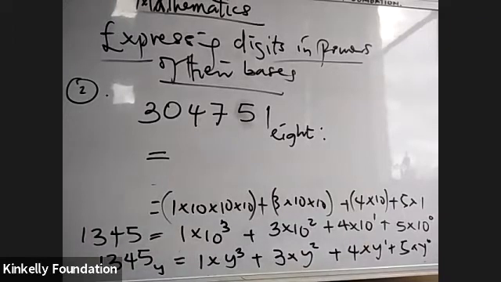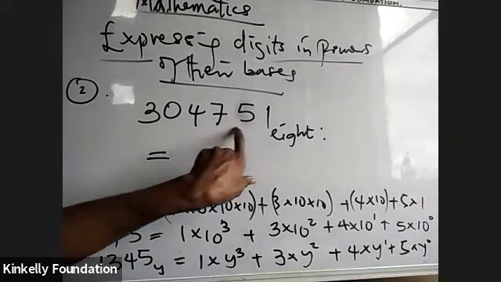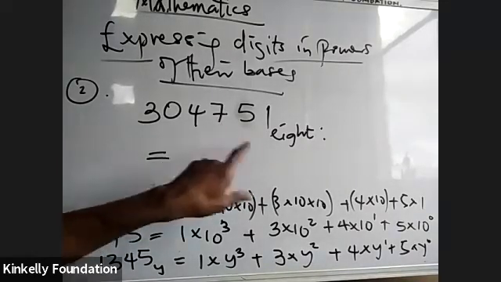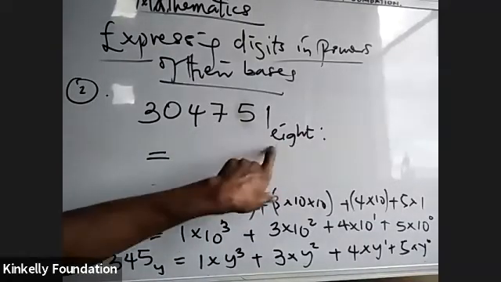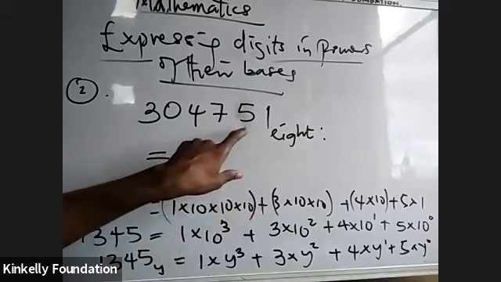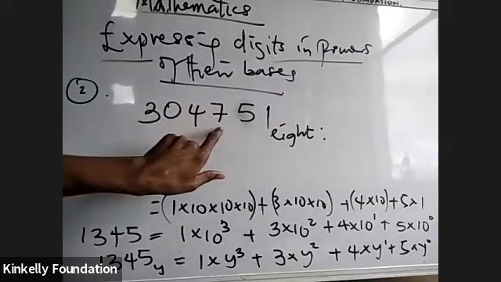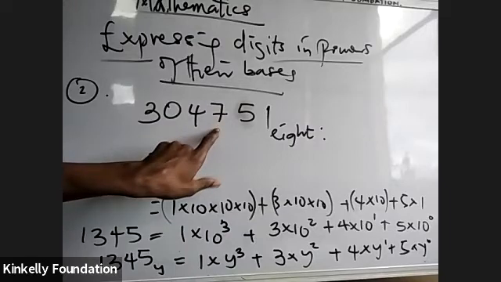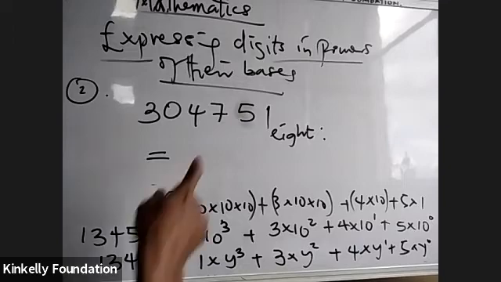Normally, we call it in base 8: 304751 base 8. Now, if you check, the highest digit here is 7. This can never be in base 7. If you have 7 here, it cannot be in base 7. It will be in a base that is higher than the highest digit you have here. Do you understand? So that's how to note this thing.